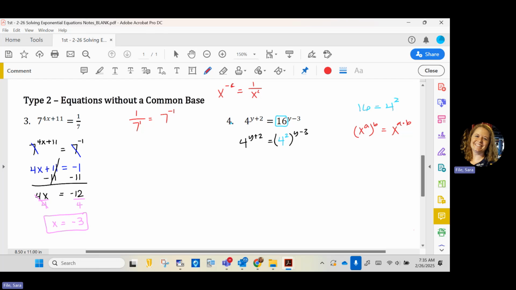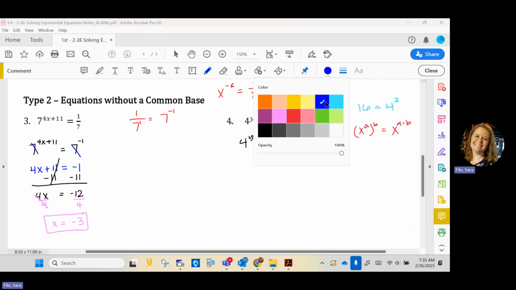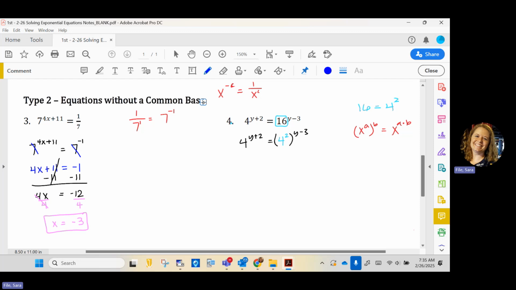Now we can do that now, or we can do that after we've dropped our base, because we've gotten our bases to match now, haven't we? They're both a base 4. So I can essentially drop these bases, and this is going to be y plus 2 equals, and then it's 2 times y minus 3. And since y minus 3 is a binomial, it's an expression, I put it in parentheses, because when I multiply those, that 2 is going to have to be distributed to both pieces.